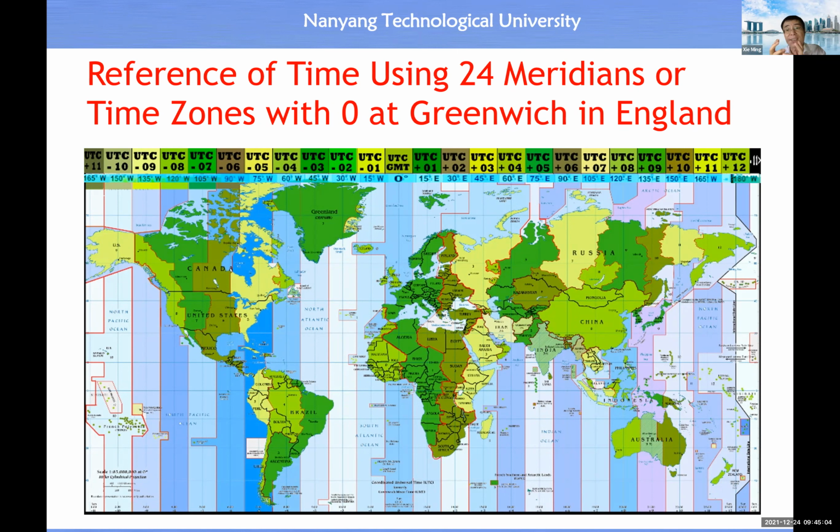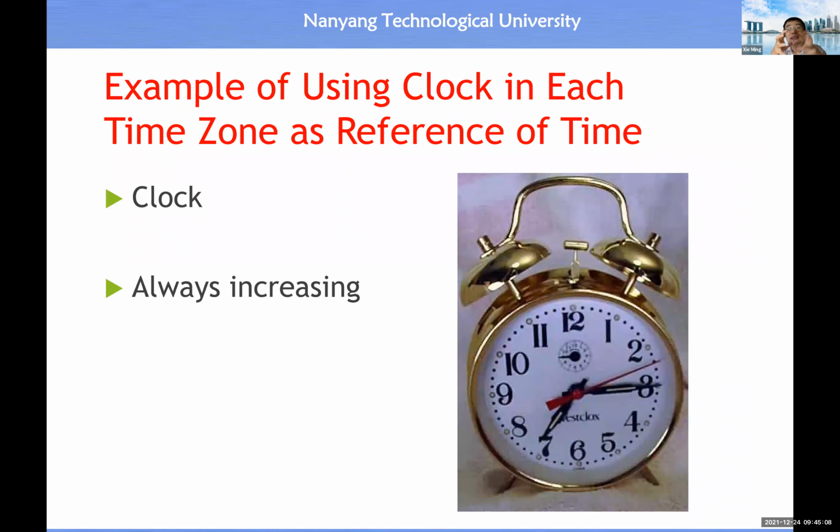Time zone basically is a relative reference, okay? With the time zone, we can use our clock to serve as a reference. So everyone follows the clock, then we know what the current time is by doing a comparison. Actually, every day, every hour, more or less, we are doing measurement of time.